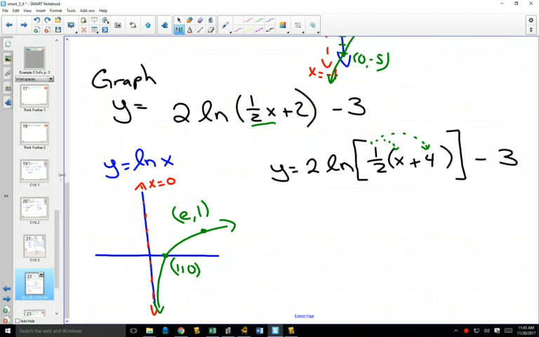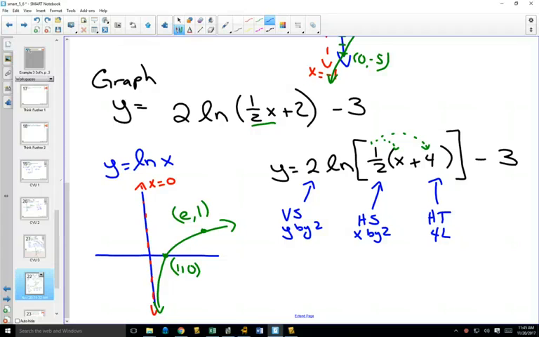So going through these from left to right, well, this is going to be a vertical stretch. Your y values get multiplied by 2. Here we have a horizontal stretch. Our x values get multiplied by 2. Horizontal translation, 4 to the left, and a vertical translation, 3 down.